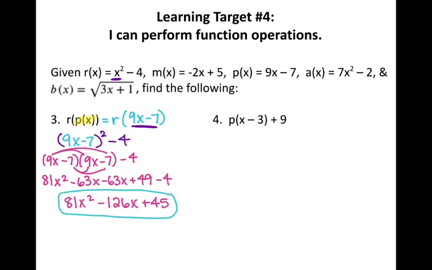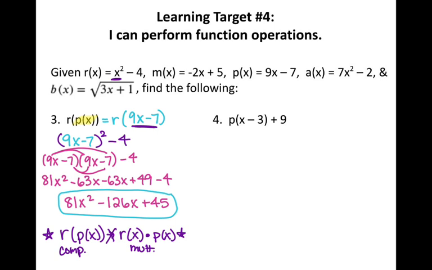Now, a very common mistake. A lot of people mistake questions like number 3 for multiplication. So they see r of p of x and think it's multiplication. Now, if this were a multiplication problem, it would look like this, r of x times p of x. So make a little mental note to yourself. This is the composition. This is multiplication. They mean two totally different things.